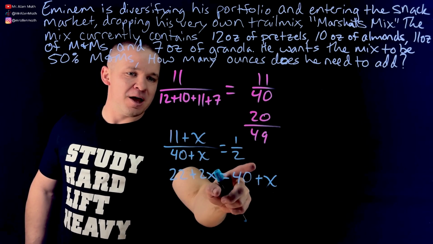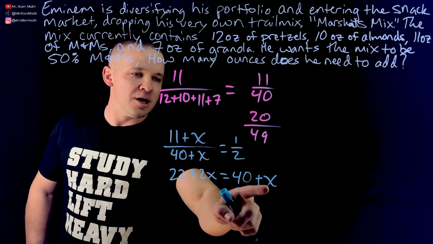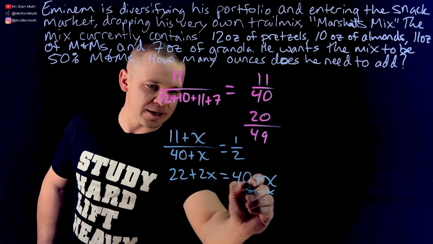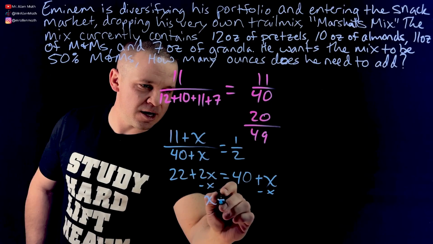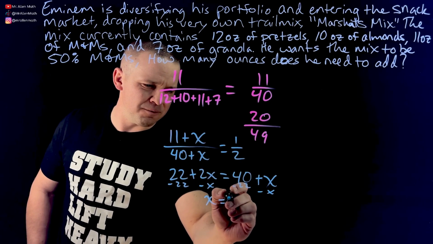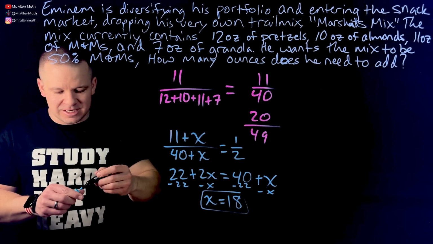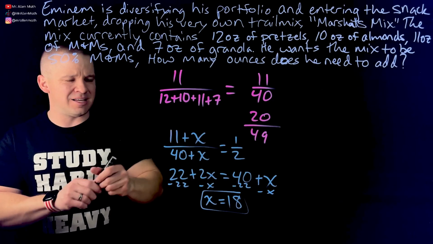Let's solve for X here. And I'm going to make sure that I actually did this properly after babbling so much. All right, yes, we're good. So I'm going to subtract X, and I get X right here. I'm going to subtract 22. Boom, this worked out beautifully. It's like I planned it or something like that. I need to add 18 ounces. So let's write that nice and big.